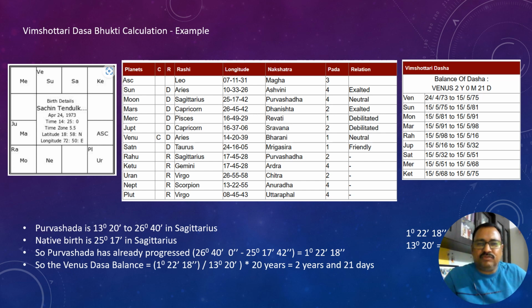Now in this case, I took the chart of Sriman Sachin Tendulkar. Sachin Tendulkar was born on April 24th, 1973, at 2:25 p.m. in the afternoon, in India time zone, so it is an Astro Sage calculation, right? Latitude is 18 degrees 58 minutes north, and longitude is 72 degrees 50 east. That's the latitude and longitude.